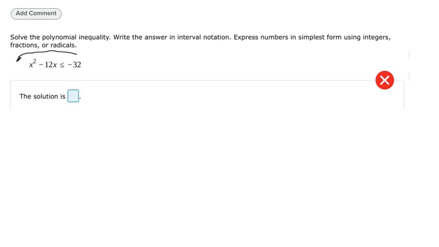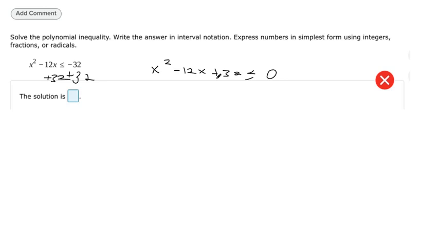Okay, so this is quadratic because there's a 2 on top of the x. It means x is being squared. There's no other powers. What you want to do with quadratic inequalities is set them equal to 0. Add this 32 to both sides. So you get x squared minus 12x plus 32 is less than or equal to 0.